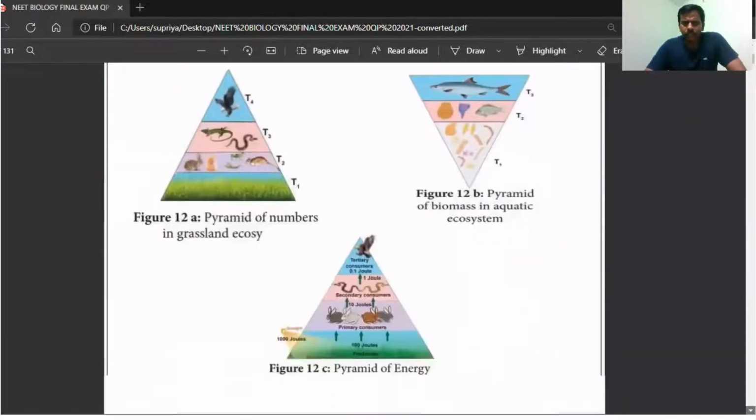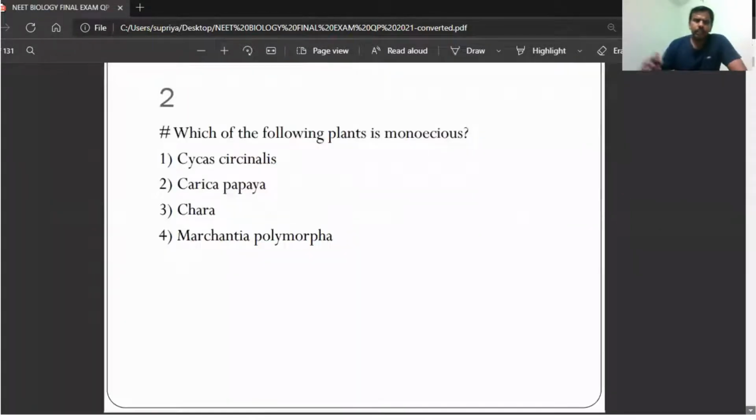Second question, we will move to the second question. See student here, question number 2. Which of the following plants is monoecious? Monoecious. First thing we should know about monoecious and dioecious.